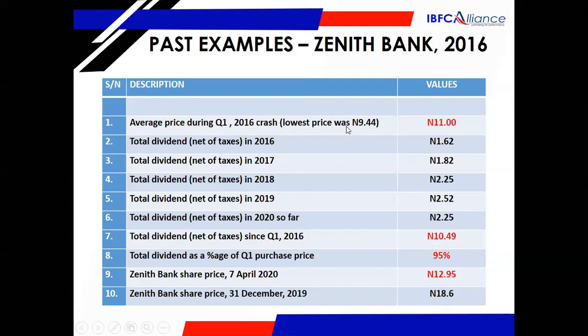But again, I'm not going to take the lowest point. I took sort of an average. So if somebody got in at 11 naira, guess what? Between that 2016 and now, you have collected 10 naira 49 kobo as dividend. Collected, not will collect. Right? So 95% of your purchase price is already collected, is in the bank, so to speak. You have recovered your entire investment.